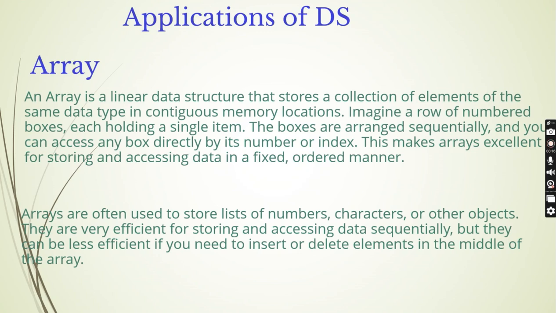First one is array. An array is a linear data structure that stores a collection of elements of the same data type in contiguous memory locations. Imagine a row of numbered boxes, each holding a single item. The boxes are arranged sequentially and you can access any box directly by its number or index. This makes arrays excellent for storing and accessing data in a fixed and ordered manner.